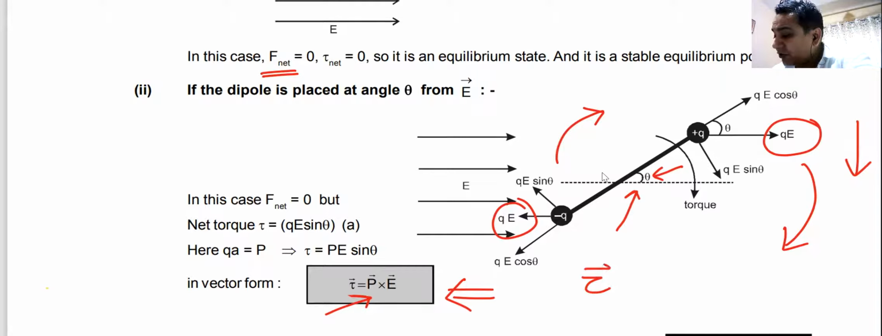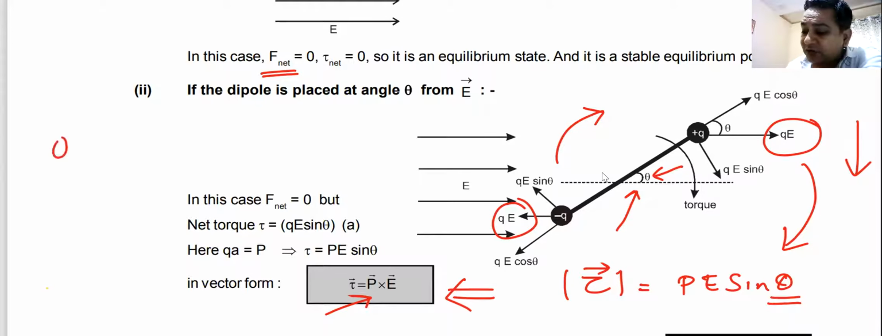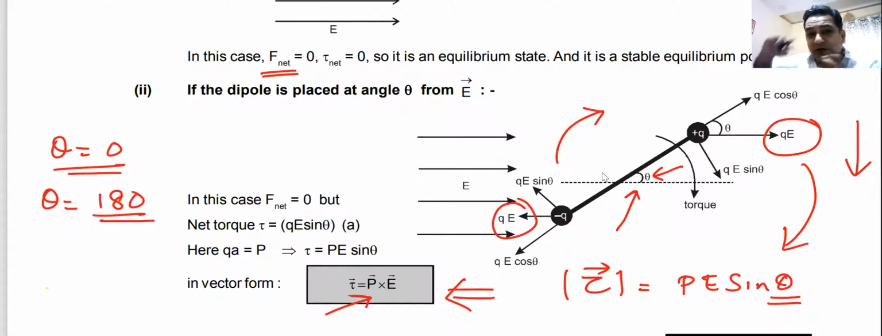I can write the magnitude of this torque as P E sine theta. It depends on the value of sine theta. If theta is zero, that is the condition of stable equilibrium. Torque is zero. If theta is 90, torque is maximum. If theta is 180 degrees, that is the condition of unstable equilibrium, when electric field and dipole moment are in the opposite direction. If you disturb it from that position, it will never come back to its original position. It will go to the position of stable equilibrium.